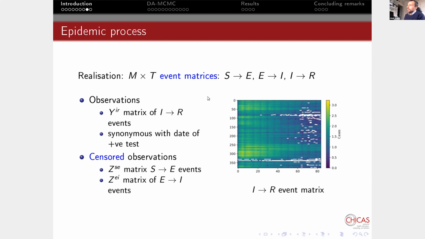The other type of censored event time is for individuals who have undergone an S to E event, and they may or may not have undergone an E to I event, but they're yet to be detected. We're yet to observe their I to R event. So these are what we call occult infections, or fully censored infections.